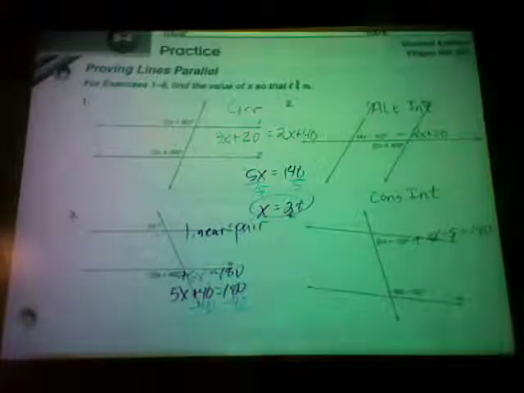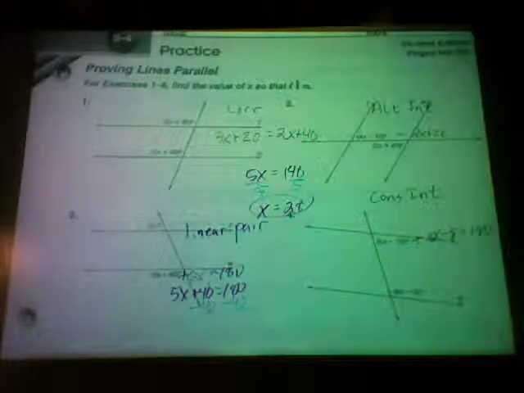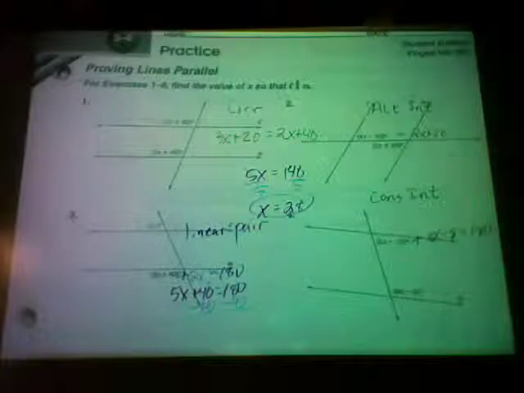No, because they didn't ask what the angle measures were. If they did, then you would. He wanted to know would you put them back in the angle. Only if they asked you for the angle measure.